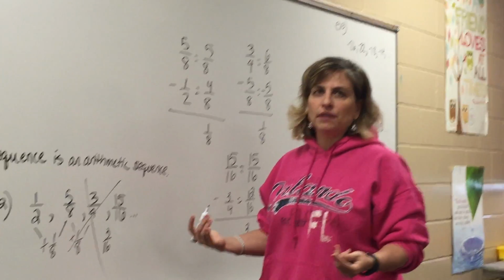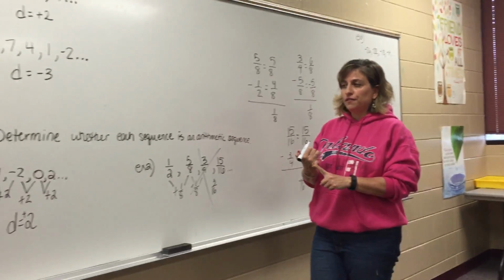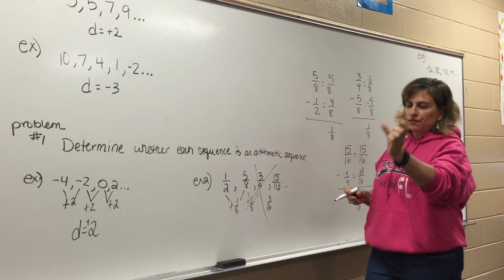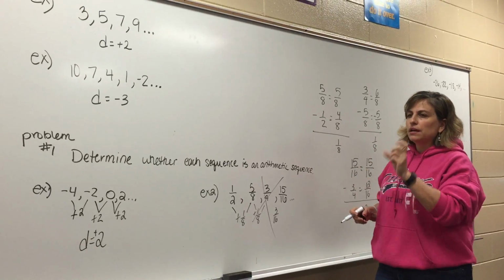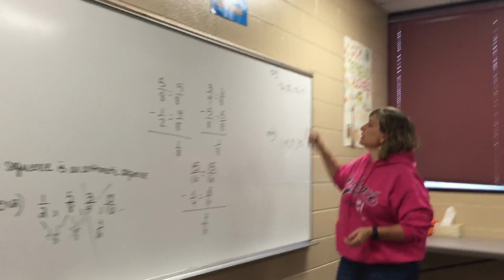So let's review what you have to do to determine arithmetic sequence. You have to figure out your D for each one by figuring out what it is to get from one term to the next term, and then that term to the next term, and then see if the D's are always equal. So here's some examples for you.